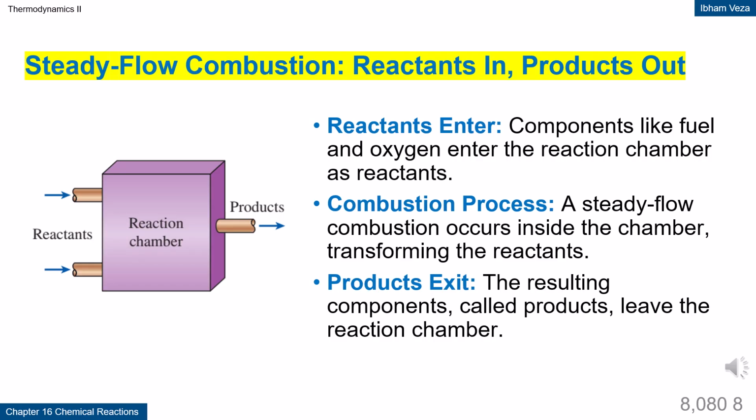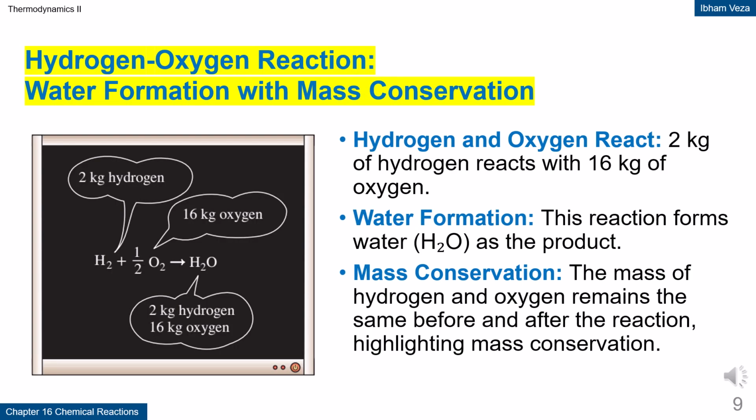Steady flow combustion. Reactants in, products out. Combustion is often analyzed as a steady flow system. Fuel and air enter, and products leave continuously. Inside the combustion chamber, chemical reactions change the composition and energy of the flow. This model is highly relevant for gas turbines and boilers. With the steady flow assumption, mass and energy balances become simpler.